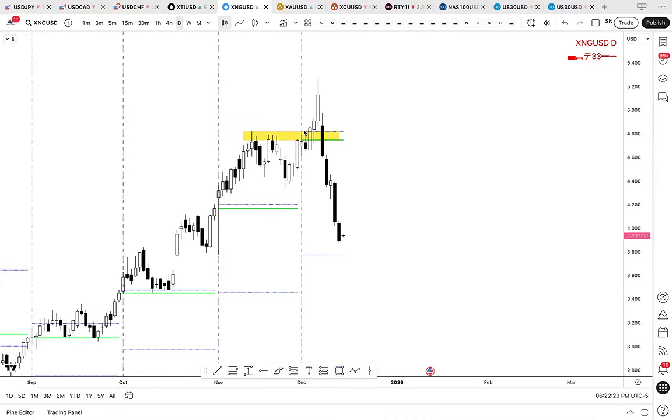Do you see what's happening here? Does anyone recognize this pattern? That is the trap and shift. They consolidate, they break out, they break back in. Guess where they're going? They're about to hit those stops because they trapped everybody long.